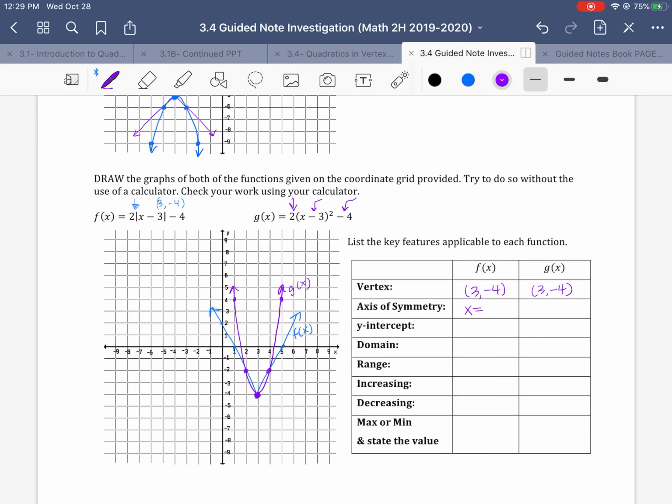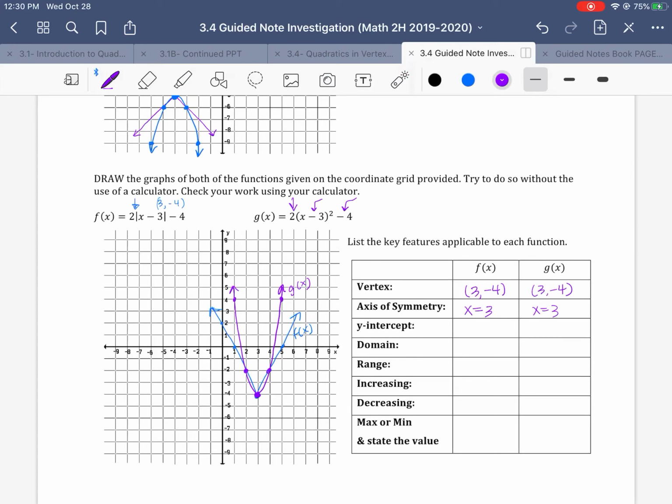The axis of symmetry, remember, is the line that just divides this graph perfectly in 2 symmetric halves. So that would cross at x equals 3, and it always goes through that vertex, right? So it's just the x value of the vertex. And notice we could find that axis of symmetry just by looking at the equation. It's always that h value because it has to go through that vertex.